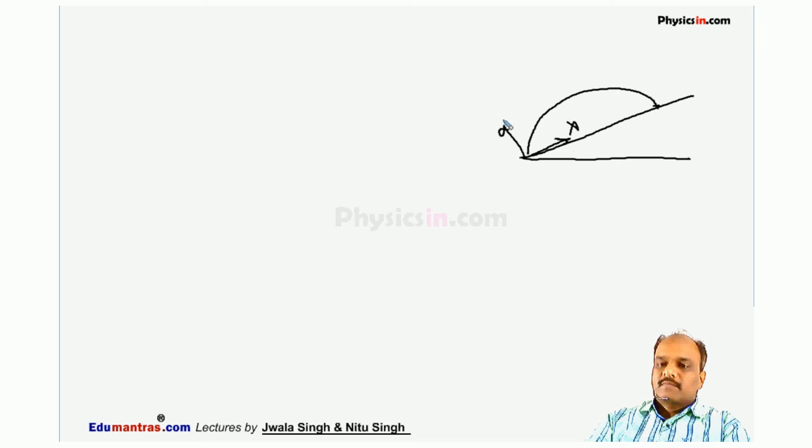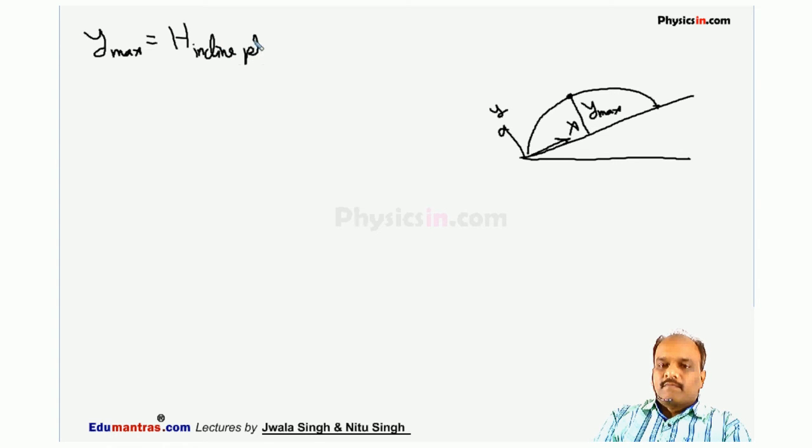Now, when this particle which is projected from the ground strikes the inclined plane, since this is our x-axis and this is our y-axis, this is the highest point from the inclined plane. So this is y max. Y max is also called the maximum height from the inclined plane, and it is represented by capital H.